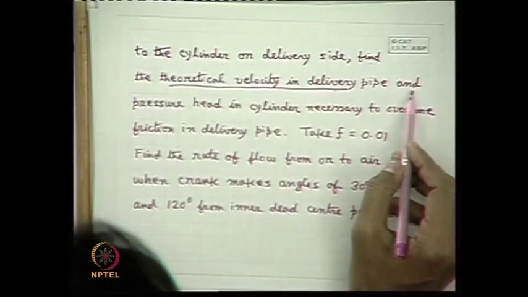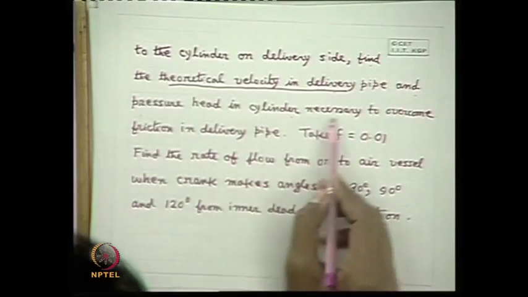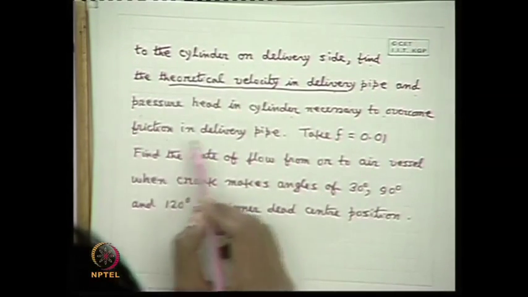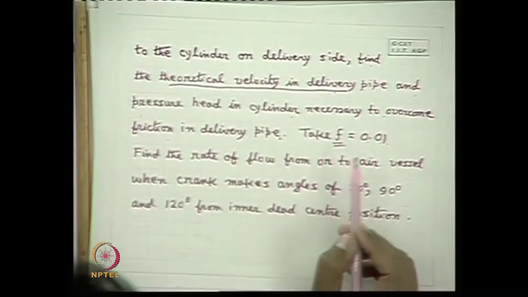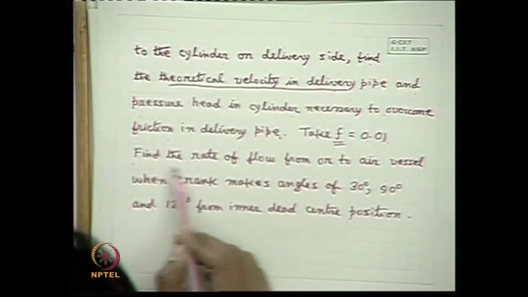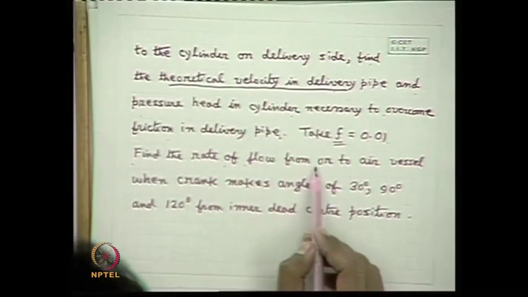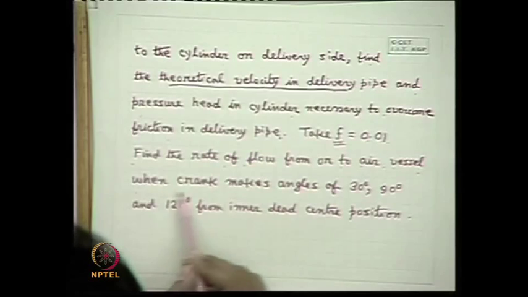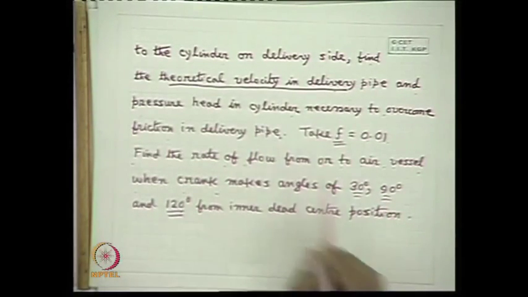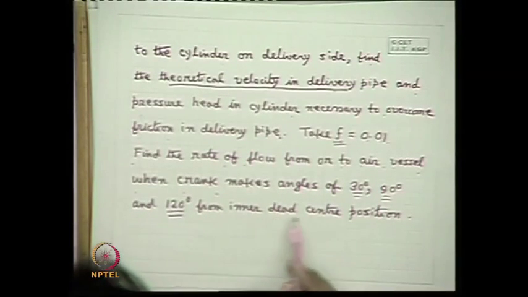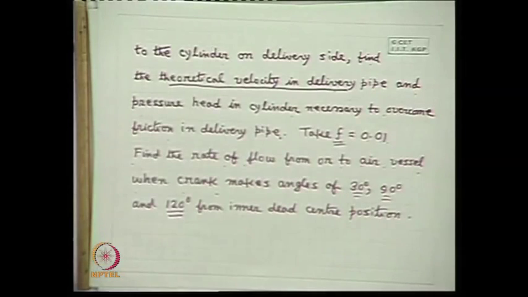But most important is the pressure head in the cylinder necessary to overcome friction in the delivery pipe. Take f equal to 0.01, this is the typical Darcy's friction coefficient. Find the rate of flow, next part, from or to the air vessel when the crank makes angles of 30, 90, 120 from inner dead center position. That is the straightforward application of the equations that we have described. I think all of you can solve this problem. There is no need of discussing this problem.